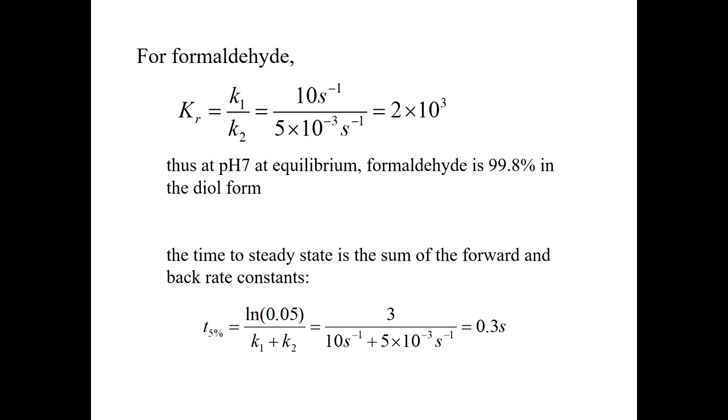So what we'd calculate instead is the time it takes to get 95% of the way to completion, which leaves 5% remaining, which is 0.05. The natural log of 0.05 is about minus 3. So that's convenient, right? Just like the half-life is the natural log of 2 divided by the rate constants, this is the natural log of 0.05 divided by the sum of the rate constants. In this case, it turns out that the time to steady state is only 0.3 seconds. So you add this stuff to solution, and by the time you're done stirring, it's come to equilibrium, or at least it's come to steady state.